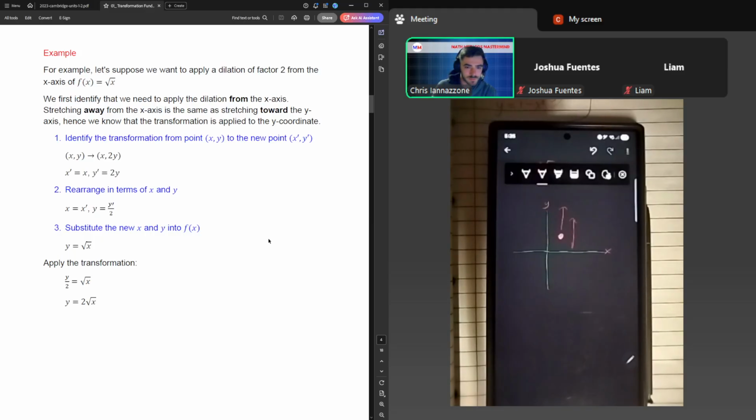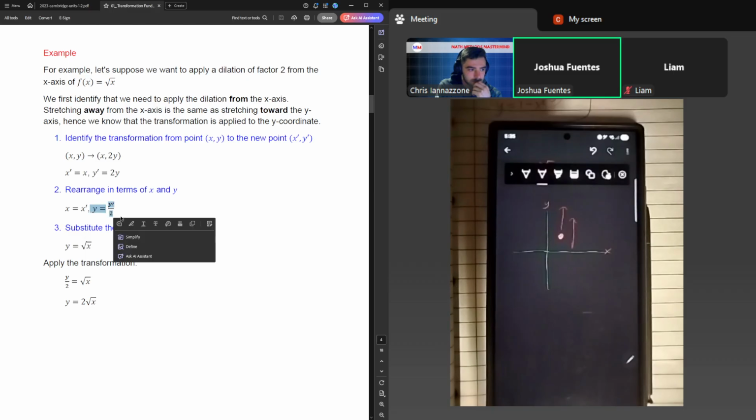Any questions about that one? Wait, so sir, with the y dash, with that part, why would we have to put the y on the left side and then the y dash on top?